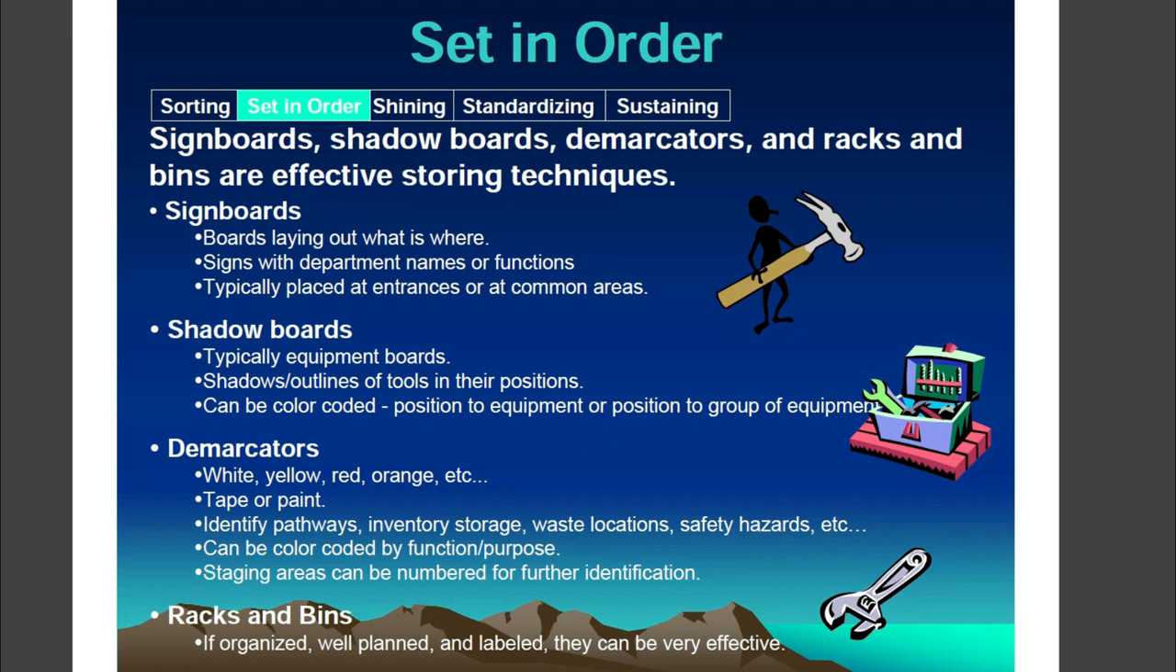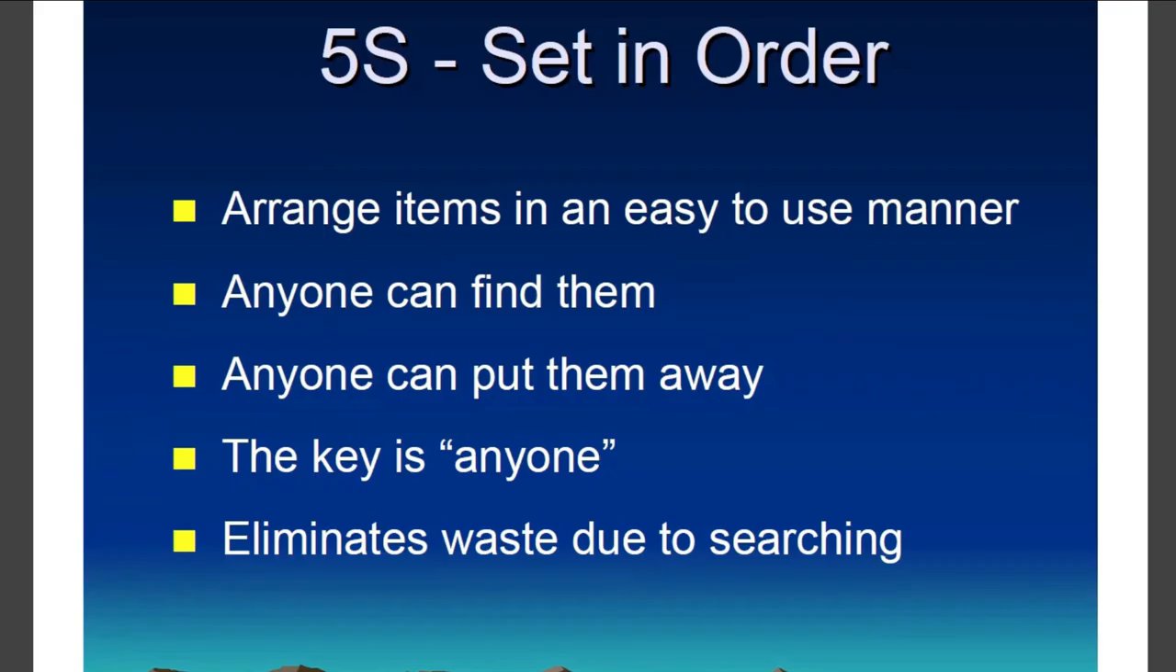Racks and bins, if organized, well planned and labeled, can be very effective. 5S: Set in order. Arrange items in an easy to use manner. Anyone can find them. Anyone can put them away. The key is anyone. Eliminates waste due to searching.